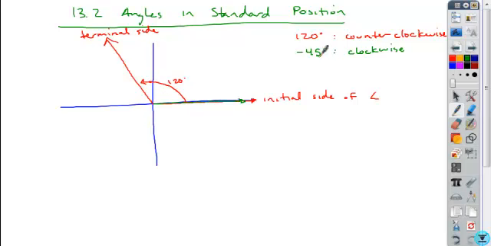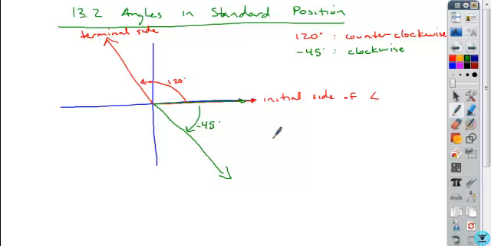x-axis. And so here, if we're rotating negative 45 degrees, we rotate in this clockwise direction. It's halfway between these two, 45 degrees. But again, that clockwise direction represents the negative degree.